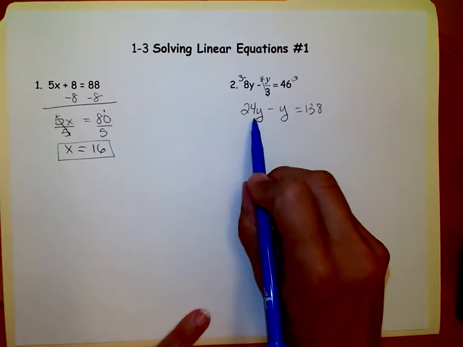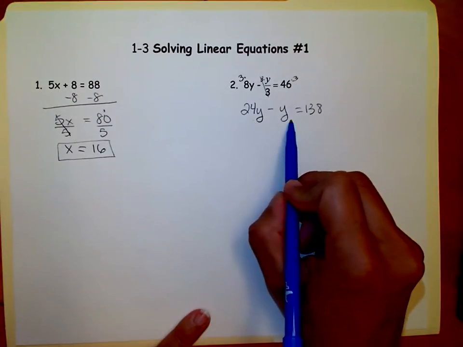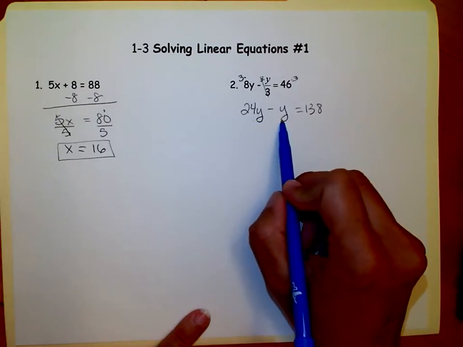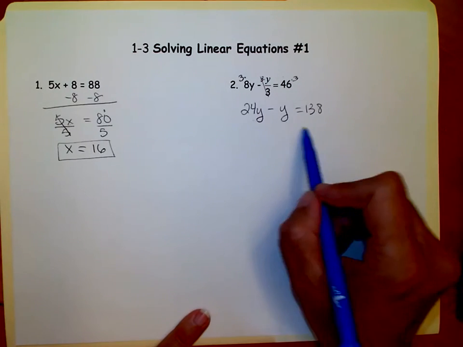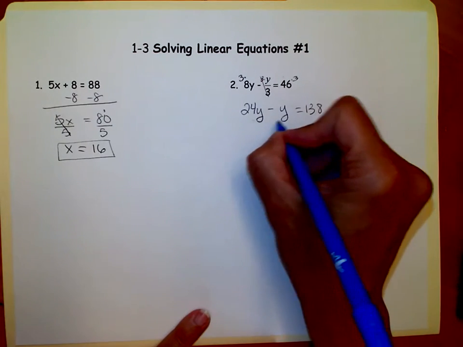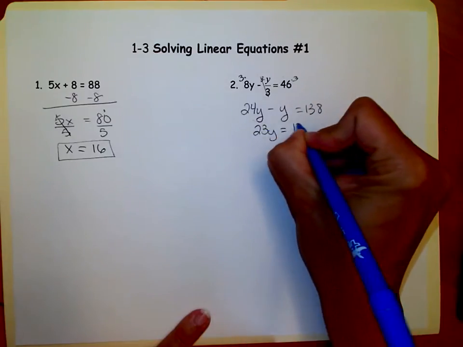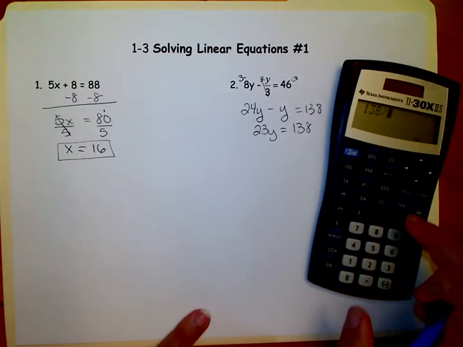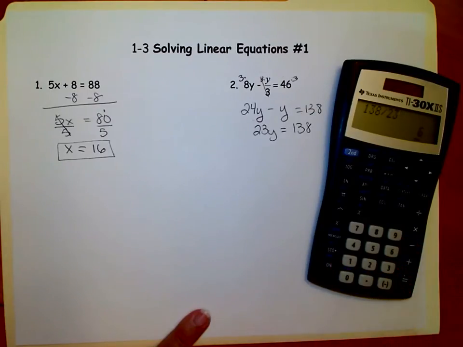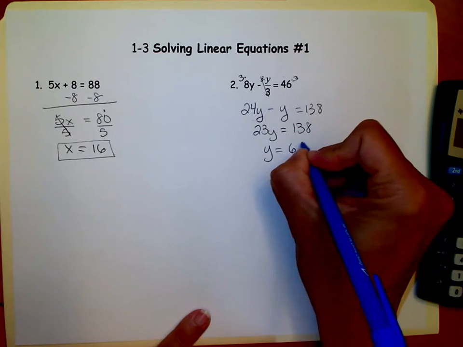Now I'm going to combine like terms. These are on the same side. If two variables are on the same side, I can combine them. I don't need to add y to both sides. I want to combine the variables. So 24y minus y is 23y. That's 138. Let's see. 138 divided by 23 is 6. So now we believe y to equal 6.